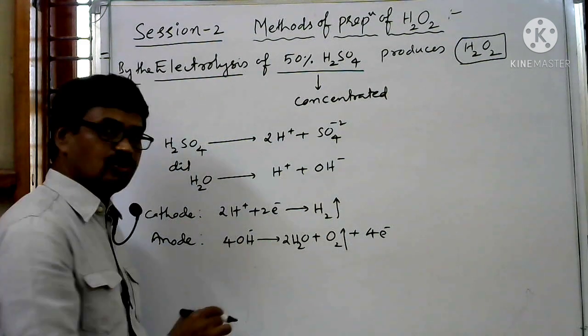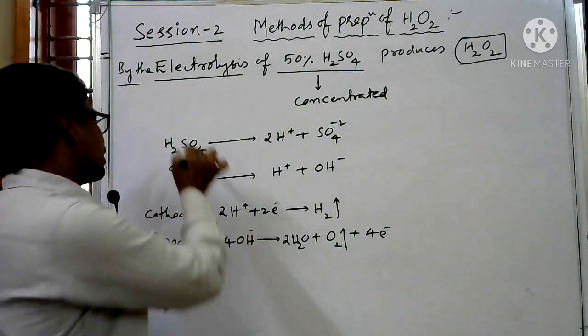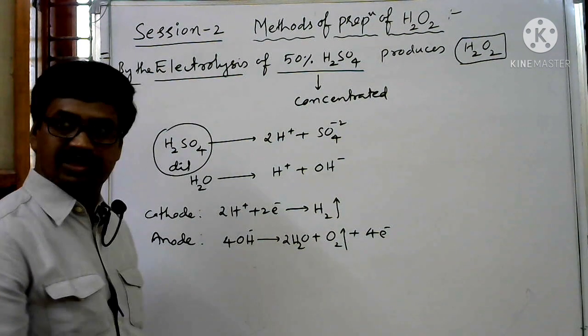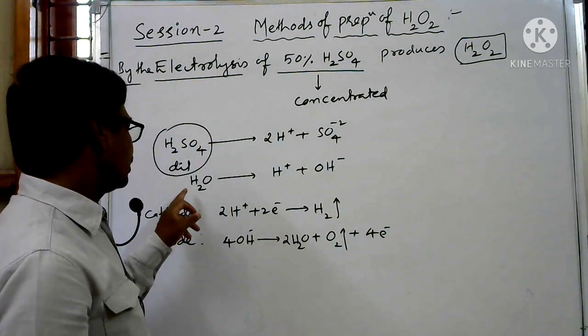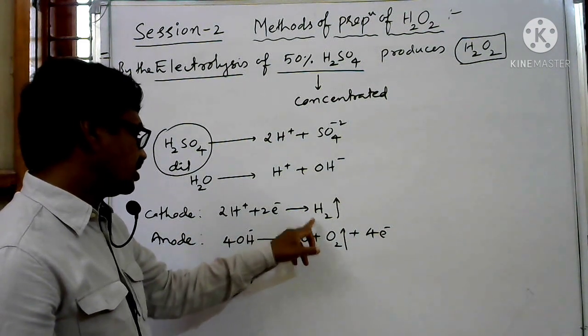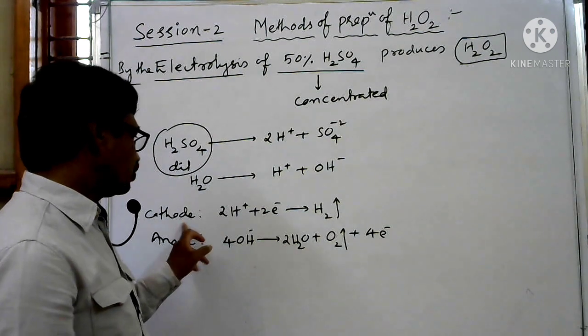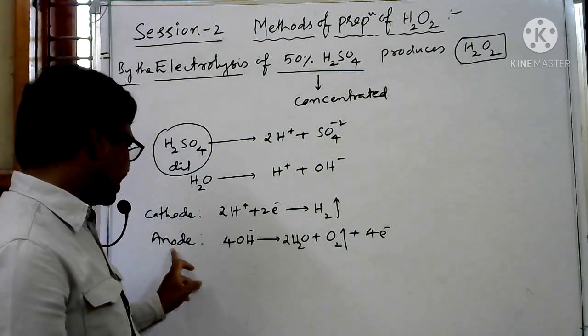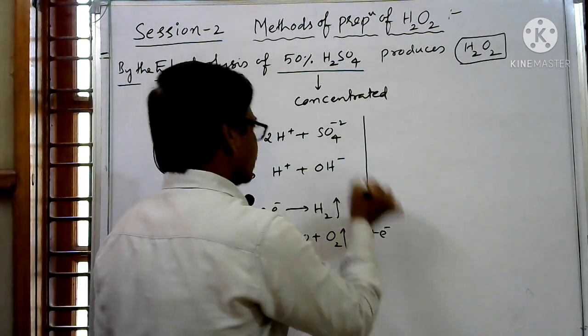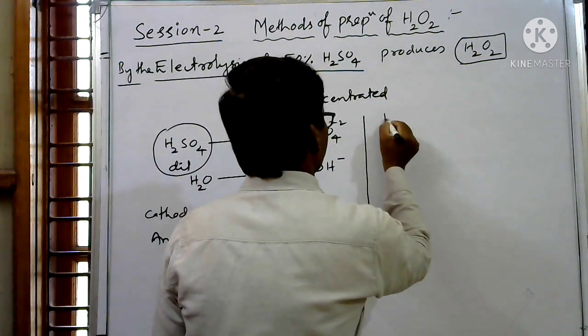So these are the electrode products when dilute H2SO4 is electrolyzed. When dilute H2SO4 is electrolyzed, electrode products are hydrogen gas and oxygen gas. At cathode, hydrogen gas is liberated. At anode, oxygen gas is liberated. Then here I am giving explanation with respect to concentrated H2SO4.